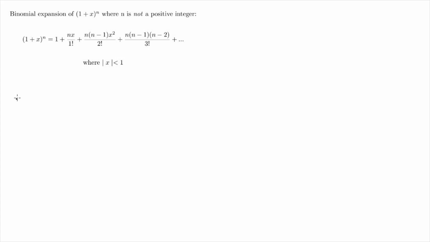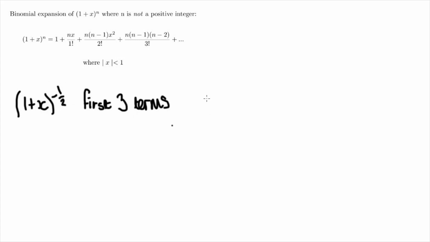So the first thing we're going to do is do the binomial expansion of 1 plus x to the power of minus a half. So here our n is minus a half. Now we only want the first three terms, so that means we only want this one, this one, and this one. So we're only going to go up to the x squared term.